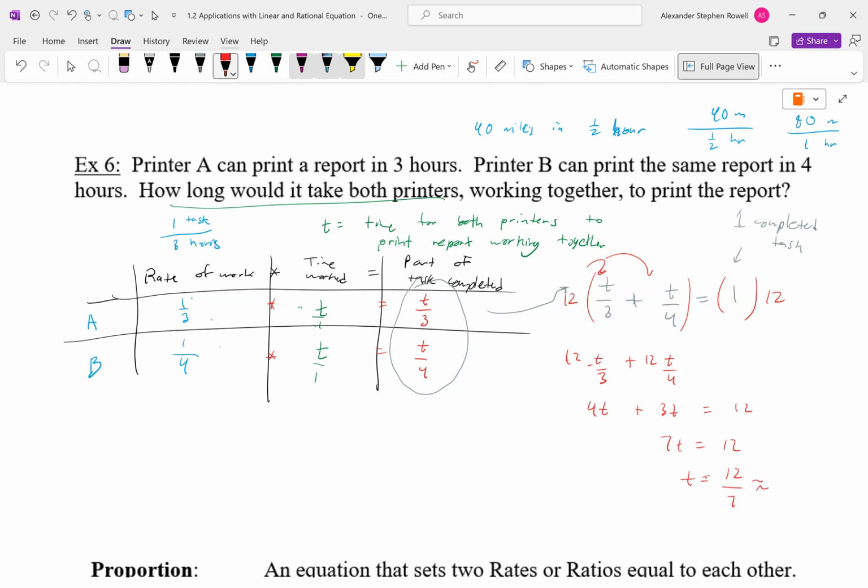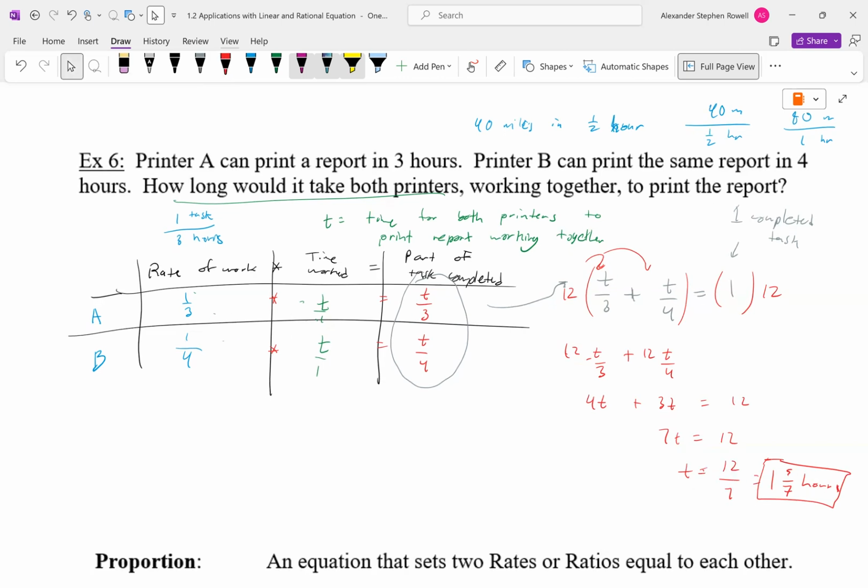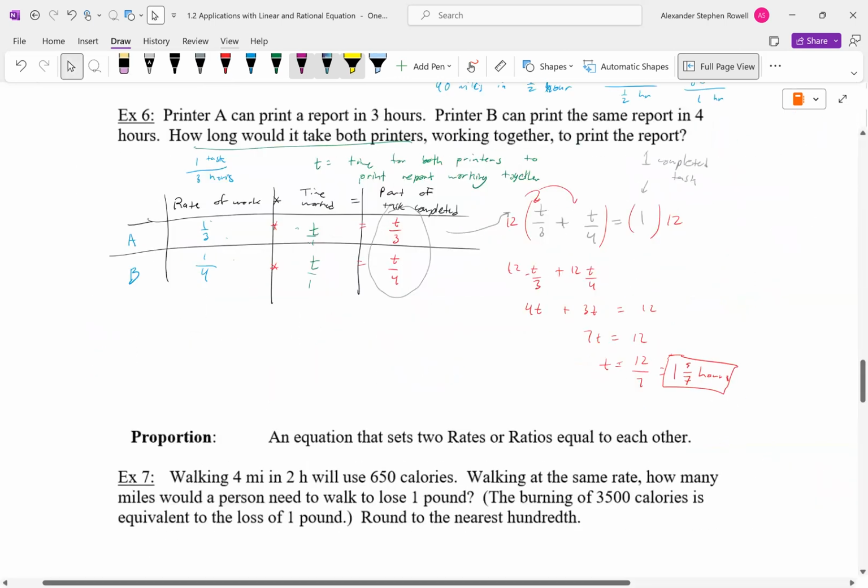What's our calculator say? Well, let's say it's equal to 1 5/7 hours. Is it hours or minutes? Hours. Does that make sense? Less than 3 hours? Yeah, that's feasible. Okay, any questions about that?